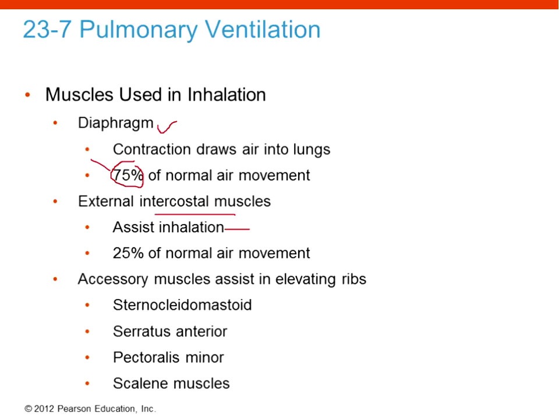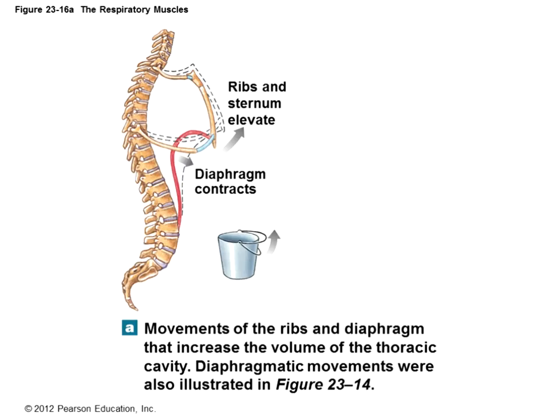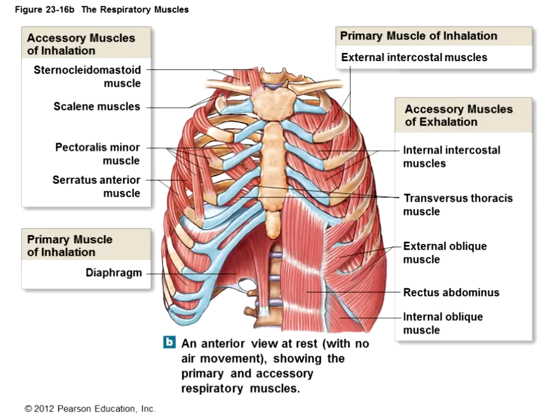There also are external intercostal muscles that also assist with inhalation. That makes up about 25% of normal air movement. And then there are some accessory muscles that also assist, like the sternocleidomastoid, the serratus, pectoralis minor, scalenes. These are all accessory muscles of inhalation, right? And so again, the diaphragm and these other muscles essentially are working to expand that cavity and get air into that cavity.